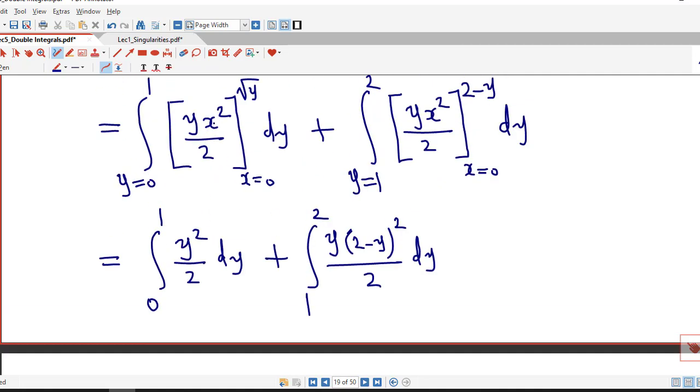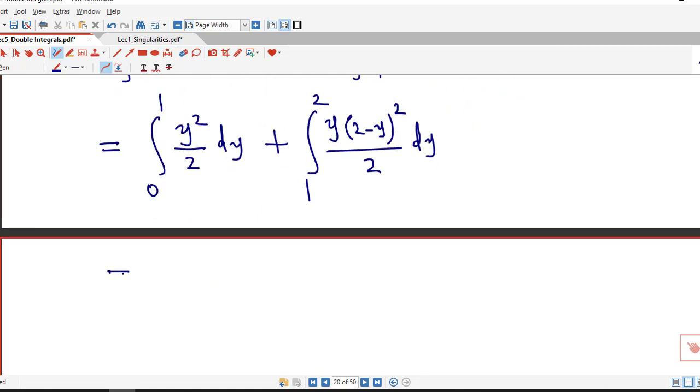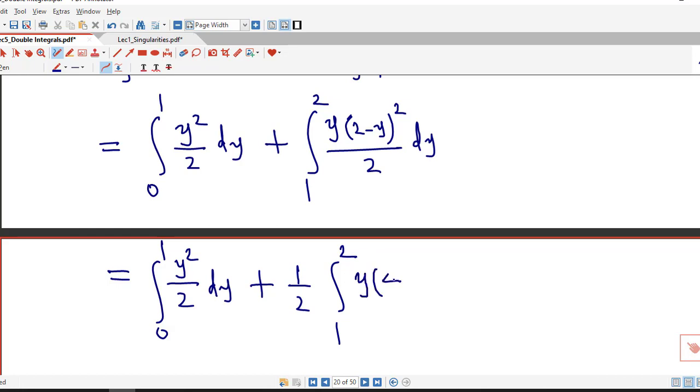Okay, fine. So let me check everything is correct or not. X square is y, so y square by 2, and now we have to integrate with respect to y. So we consider this as it is for the time being, and we simplify this. Here we can take 1 by 2 outside, and if we take square of this, we have 4 minus 4y plus y square dy. It is using the formula of a minus b square, a square minus 2ab plus b square.